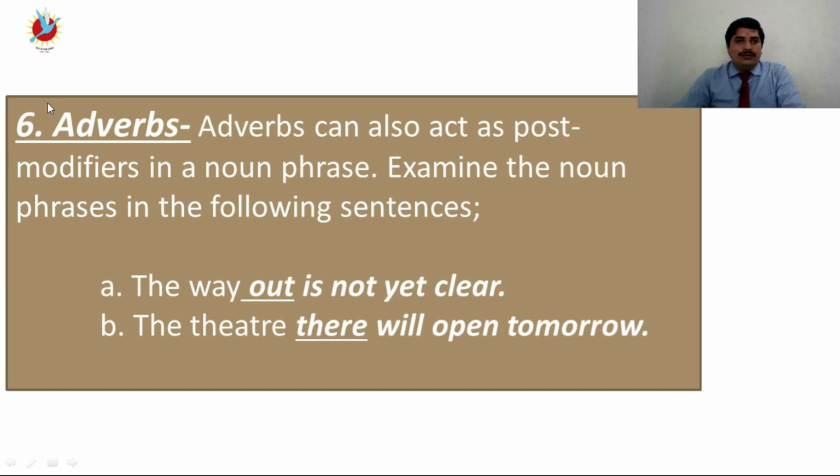The next one is adverbs. Sometimes adverbs can also act as post modifiers in a noun phrase. Examine the noun phrase in the following sentences. The way out is not yet clear. The is a determiner, way is a noun, out is an adverb. So it is a post modifier of this noun way.